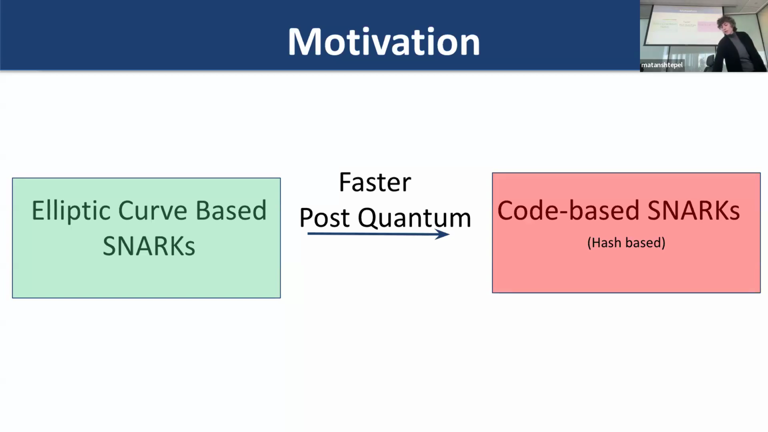Is there a difference in the sizes of the fields that you consider in the two settings? It's kind of complex. Yes, there is. Code-based SNARKs can use smaller fields than elliptic curve-based SNARKs, but they still can't use super small fields. Yeah. Good question.